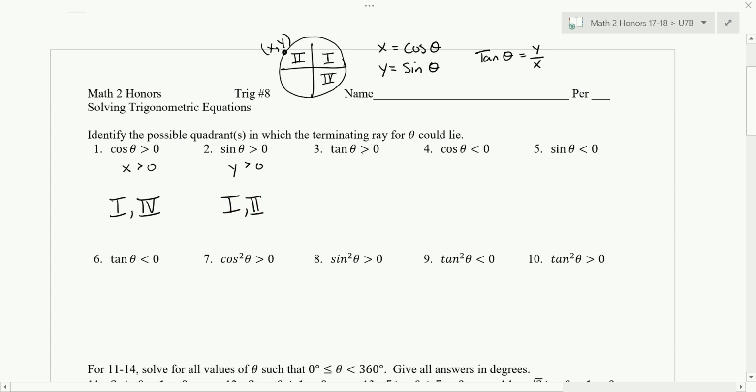Number 3 is asking when is the tangent positive? Well, that's asking when's the ratio of y and x positive? Well, that's when x and y are both positive, so that would be in quadrant 1, or when they're both negative, which would be in quadrant 3. Number 4 is asking where cosine's negative, or where the x value is less than 0, and that's on the left side of the graph in quadrants 2 and 3. Number 5 is asking when the y value, or sine, is negative. That's the bottom half of the circle in quadrants 3 and 4.